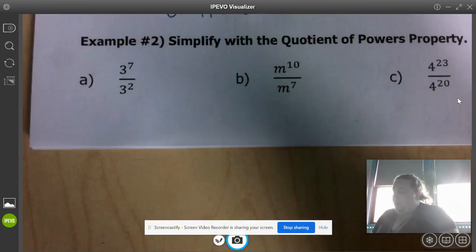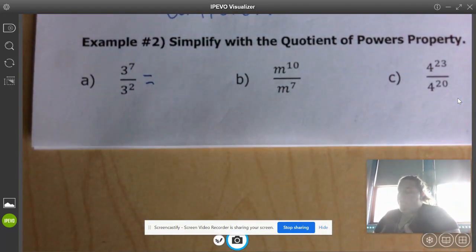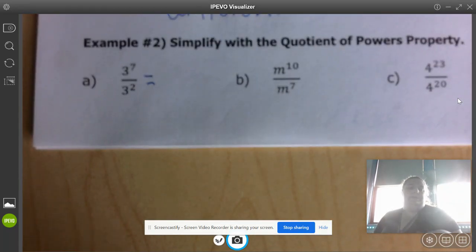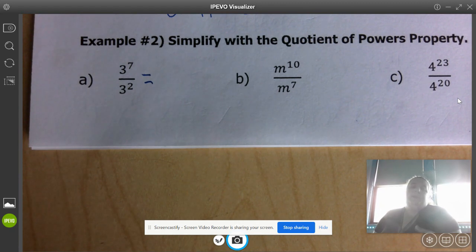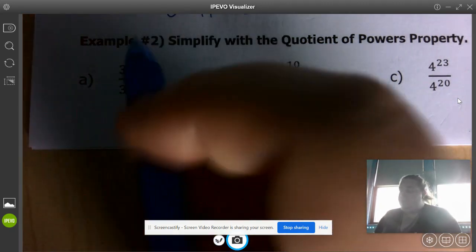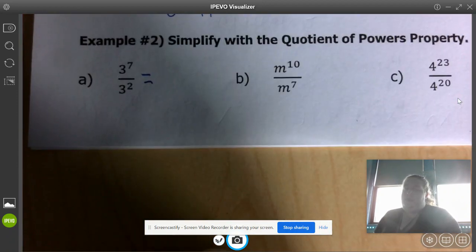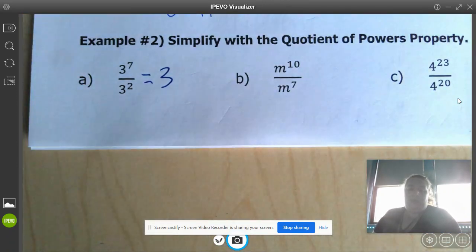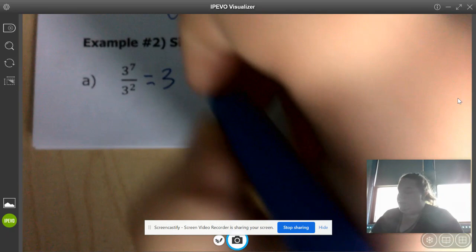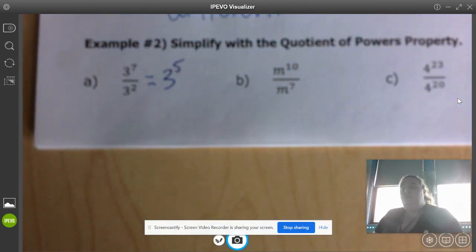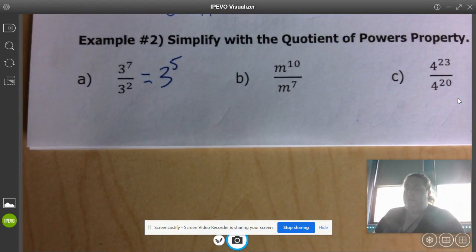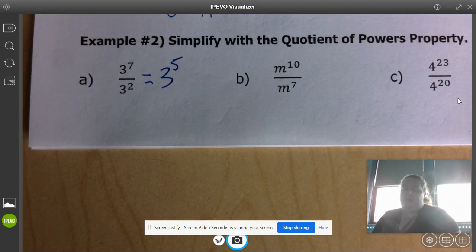Okay. So for the first problem, the base is 3. A lot of people want to divide the threes because that's what we've been taught to do. But because we're working with exponential expressions, so expressions that have exponents, we don't do that. The rule says to keep the base, in this case 3, and then subtract my exponents. 7 minus 2 is 5. So you do not want to divide those bases. You want to keep the base, subtract the exponents.